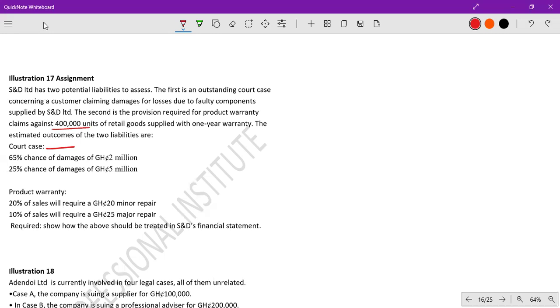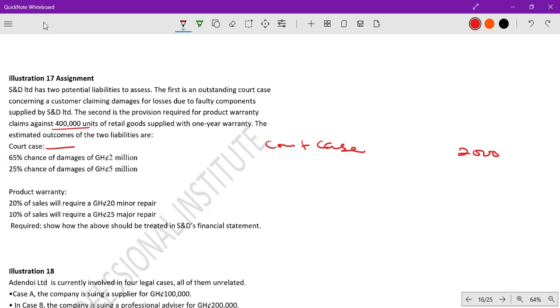Yes. So this one, the court case: what is the provision required? 4 million, 2 million. Is that not it? The court case, the chances of you being liable is what? For 2 million.